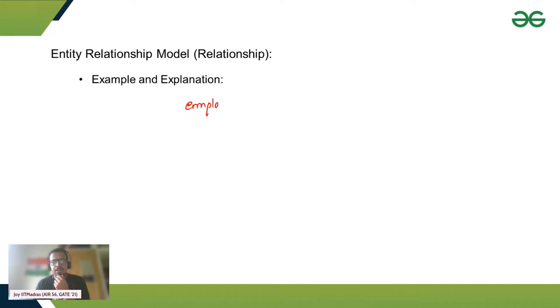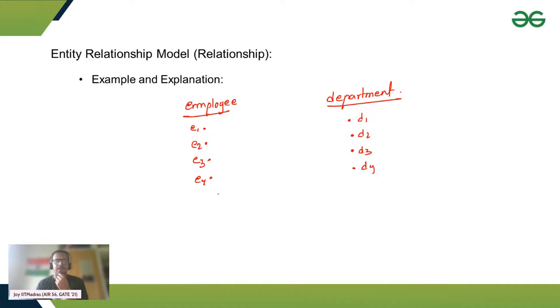One is employee, another one is department. We have the employee entity and the department entity. Now we have a couple of employees, E1, E2, E3, E4, and suppose we have certain departments, D1, D2, D3, maybe D4. Now assume that here is the works-for relationship.